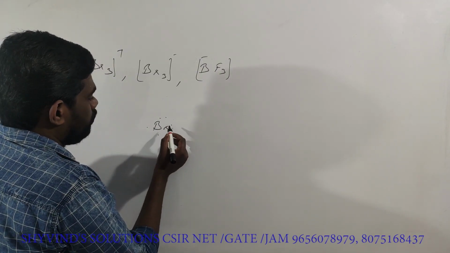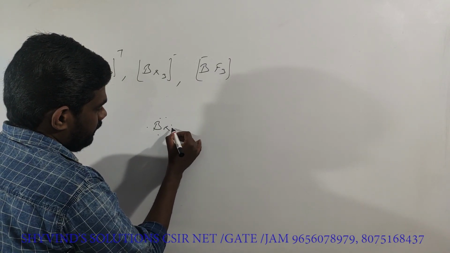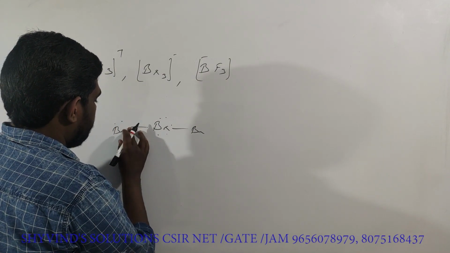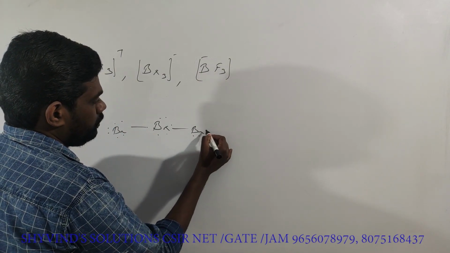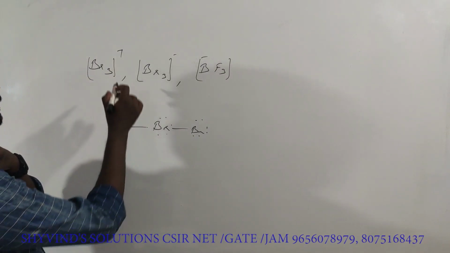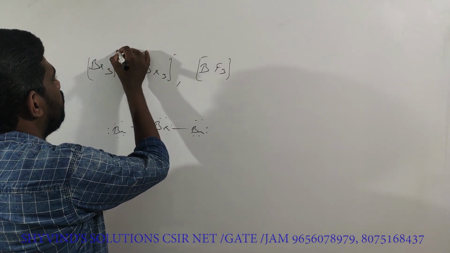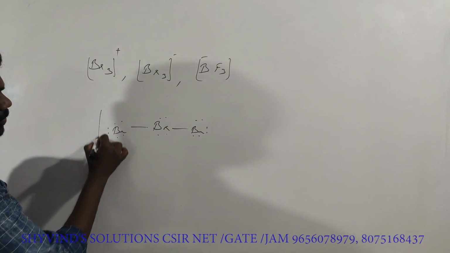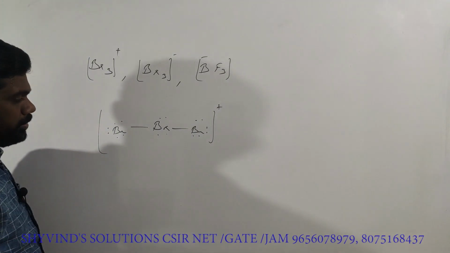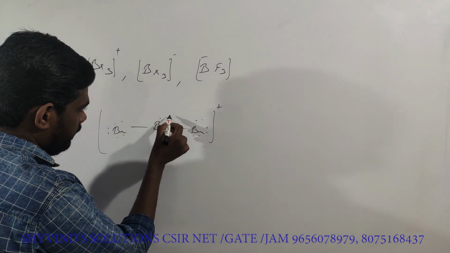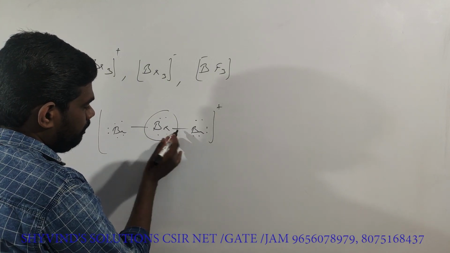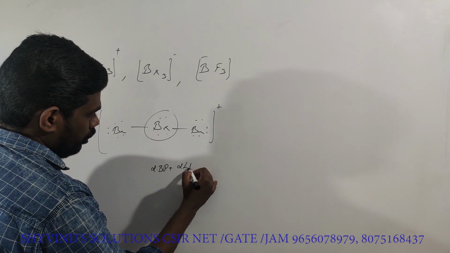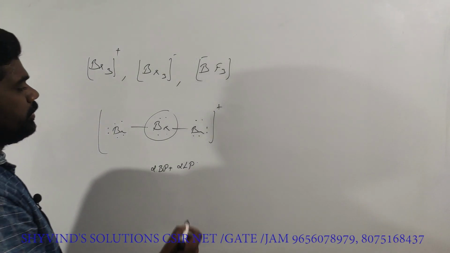Okay, so let's draw like this, bromine and bromine. And this bromine also has 7 electrons. So this will be the structure, and there is a plus charge for the molecule, so 1 electron will be missing. So this will be the final structure of Br3 plus. Okay, so if you look at this central atom, you can see 2 bond pairs plus 2 lone pairs. That is the situation for this one.